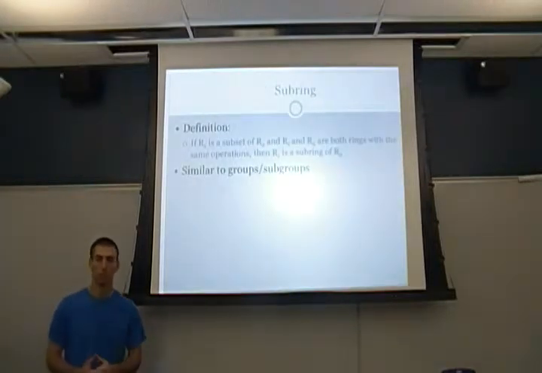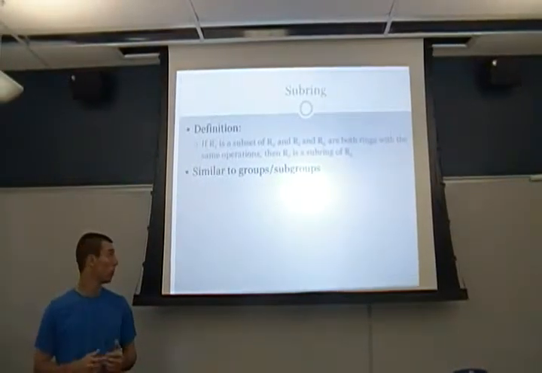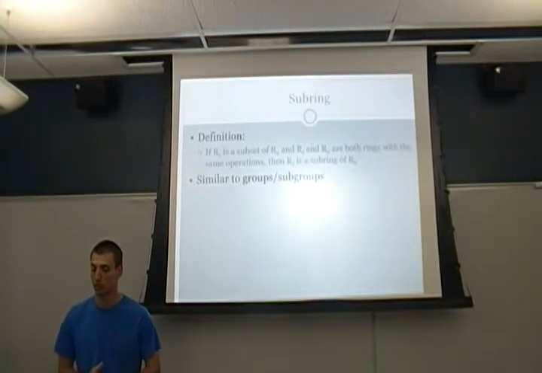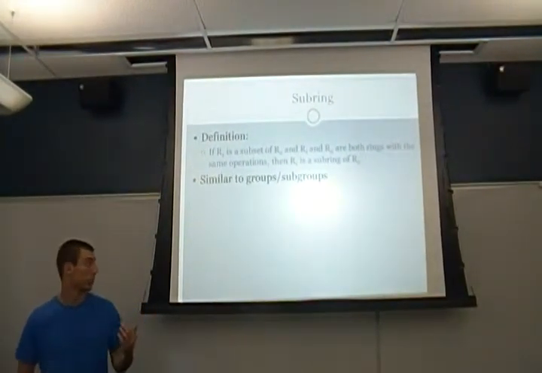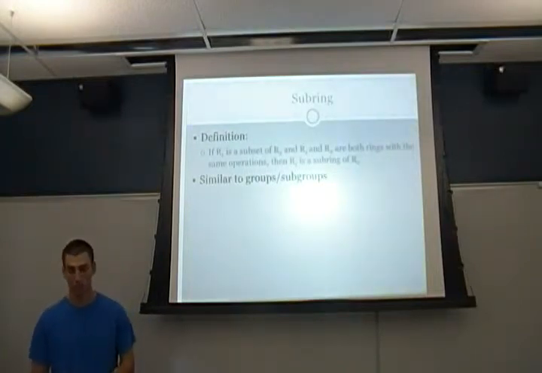A subring, the definition is if we have R1 and R2, where R1 is a subset of R2, and R1 and R2 are both rings with the same operations, then R1 is a subring of R2. As you can tell, this is the exact same definition of subgroup. If you just replace every word ring with group, it translates the same way.